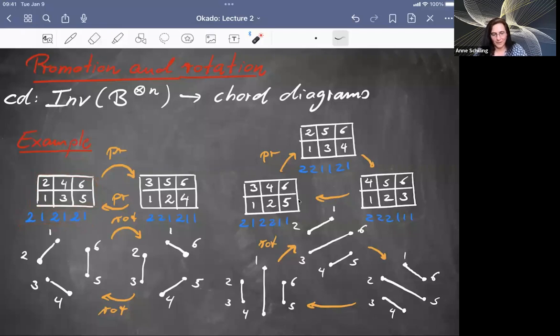Or one way to look at it is: the element in position 1 is this 1, then the element in position 2 is associated with a 2, so that should live in the second row. Then the 3 should be again in the first row, the 4 should be in the second row, and so on. So that's how you can also associate these elements with a 2-row standard tableau.